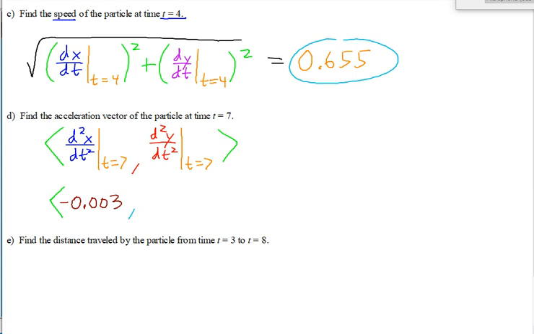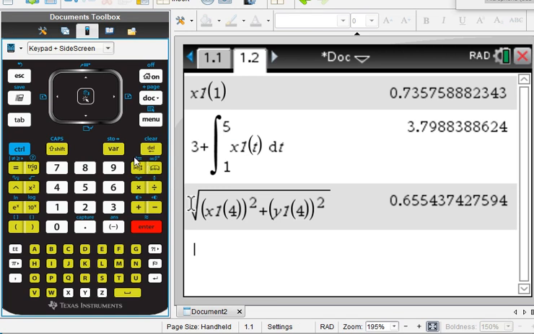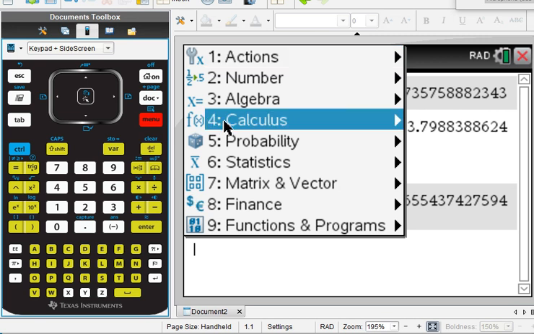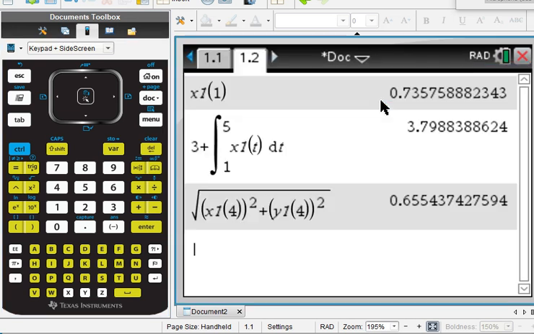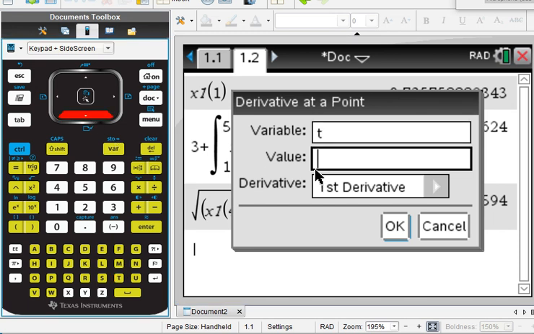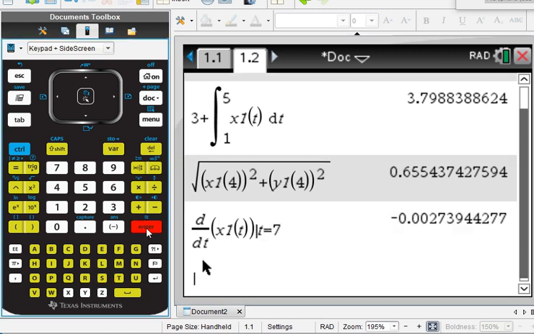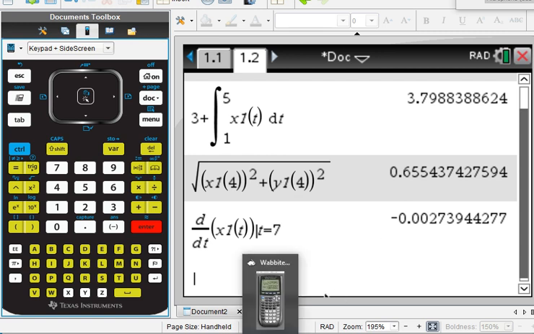And then again on the Inspire, there's different ways, but probably these ways: you go menu, calculus, derivative at a point. The variable here is t. We want the first derivative because we already have the first derivative in there. So the first derivative of the first derivative will give us the second derivative. The value we're going to plug in is 7. And what we want the derivative of is x1 of t. The same answer.